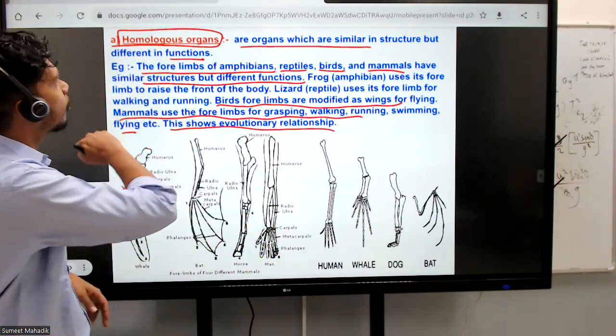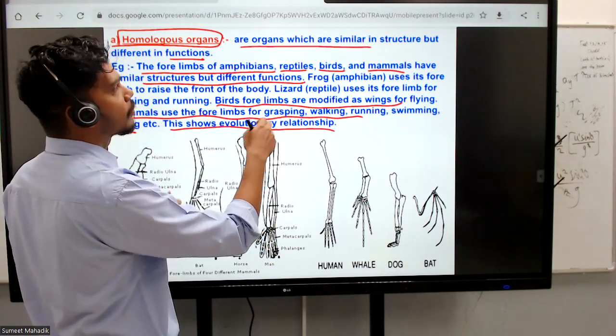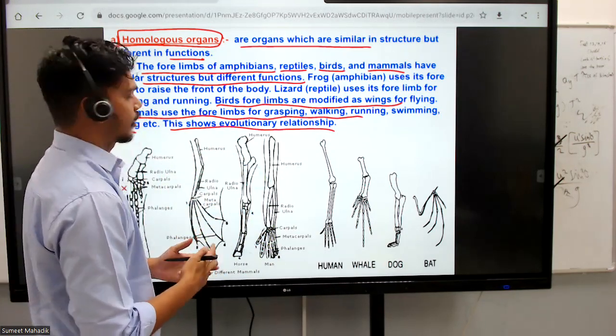So what is homologous? The structure will be the same, but the function will be different. Like forelimbs in the frog, forelimbs in the reptile, forelimbs in the lizard, forelimbs in the birds. It is there. Okay.